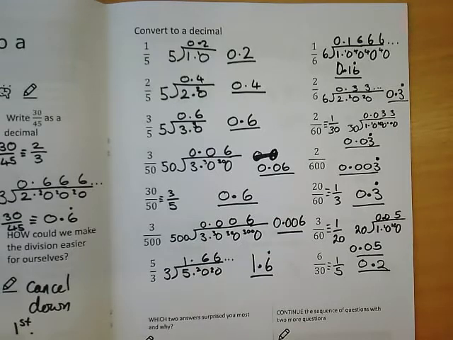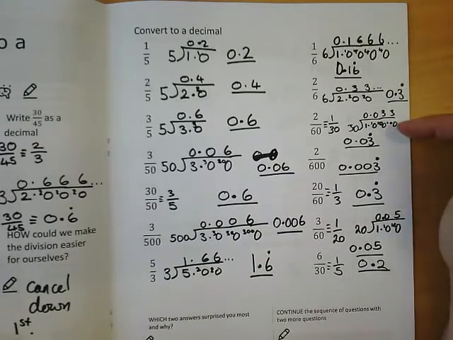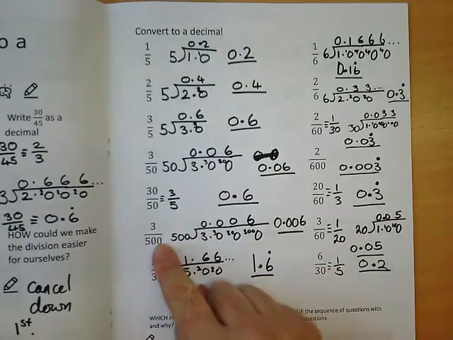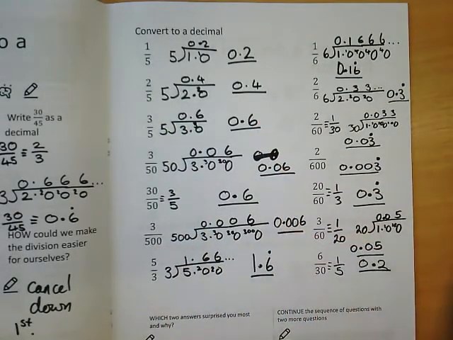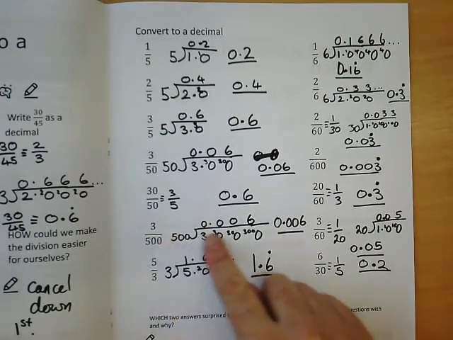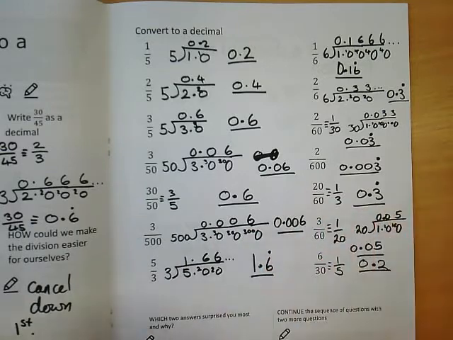Okay, check your answers, make any corrections you need to, and have a look. What's the connection between these? So 2/6, 2/60ths, 2 over 600. Same here. 3/5, 3 over 50, 3 over 500. What's happening? Hopefully you can see that the denominator is 10 times bigger. So your answer is 10 times smaller. So that goes back to timesing and dividing by hundreds, tens and thousands.